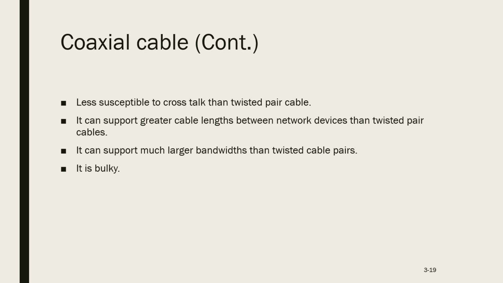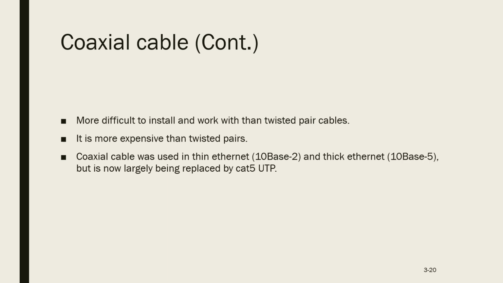It is less susceptible to crosstalk as compared to the twisted pair cable. It can support greater cable length between the network devices. It supports larger bandwidths and it is also bulkier. It is more difficult to install than the twisted pair cables and it is more expensive than twisted pair cables. Coaxial cables are normally used in Ethernet, thick Ethernet, and are being replaced by category 5 UTP cables.